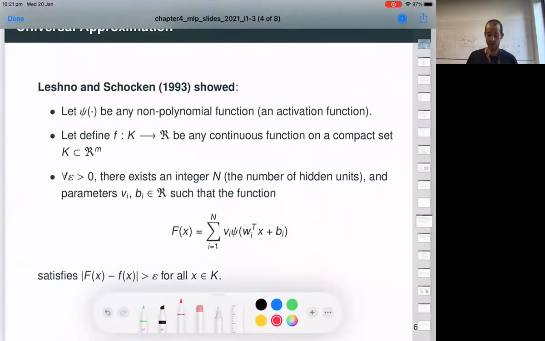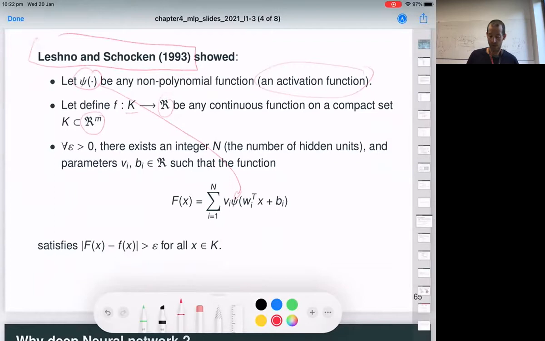So this is a theorem which has been shown by this author in 1993. It is a reply to your question, Joshua. If you have a function from K, a compact set in R^m, going to R, a continuous function, any continuous function, and if you use an activation function phi which is nonlinear, then for any epsilon greater than zero, you have an integer n, which is the number of hidden units, and parameters v, b, such that you have this approximation. So it's quite nice.